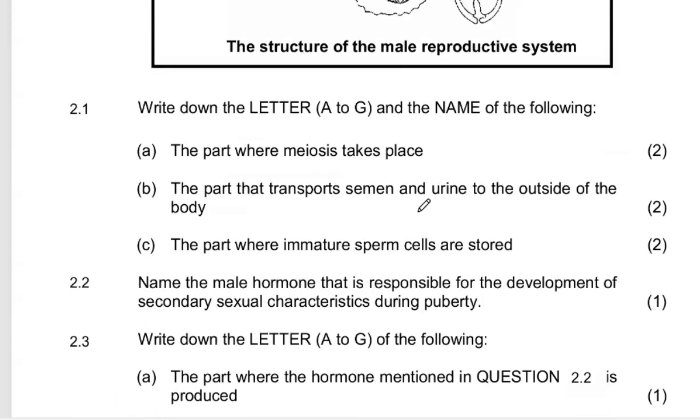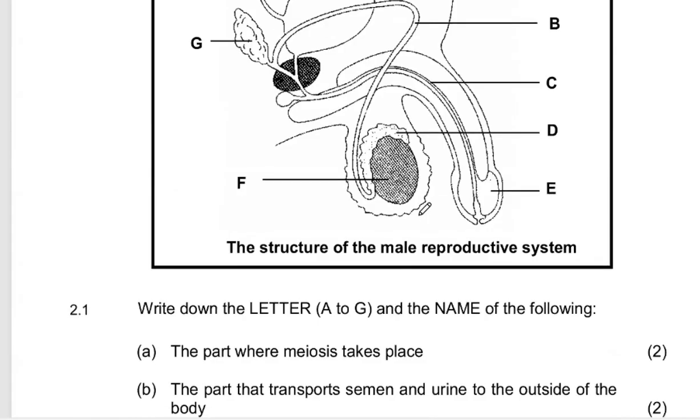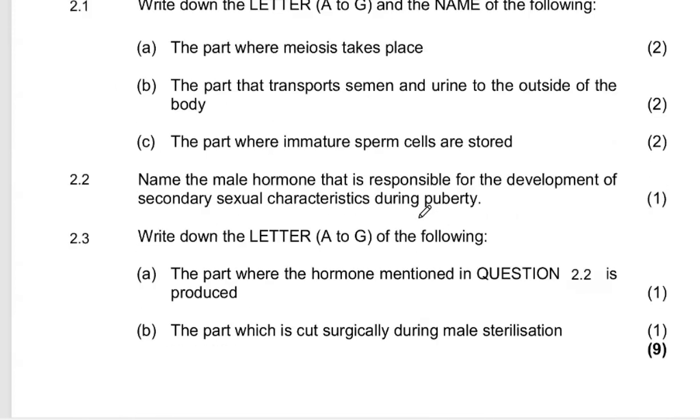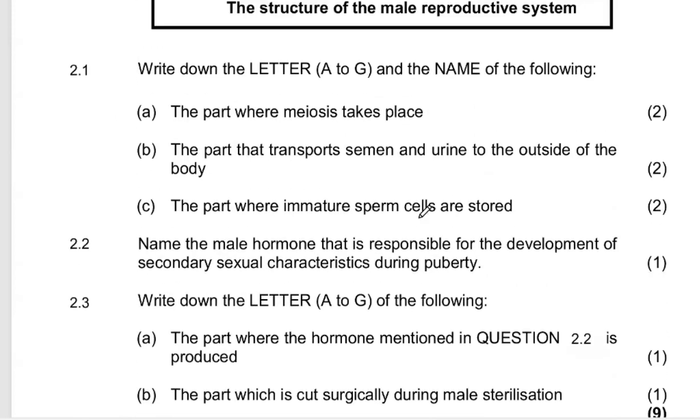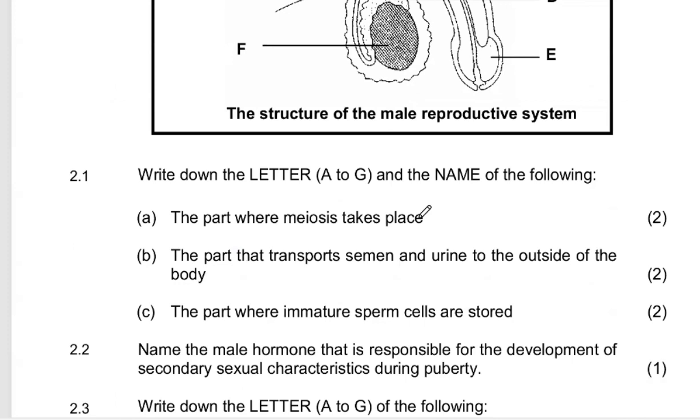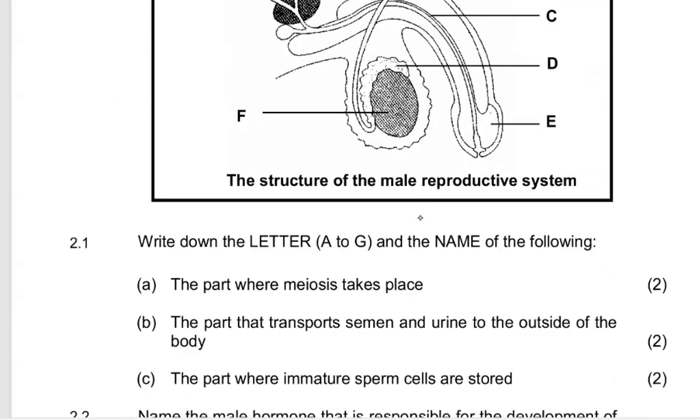Then we saw how we can label this. So it's not that big a deal. Let's look at the questions. Write down the letter and the name of the part where meiosis takes place. The part where meiosis takes place is the testis.